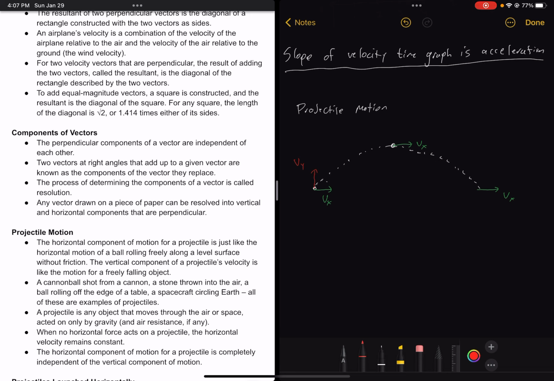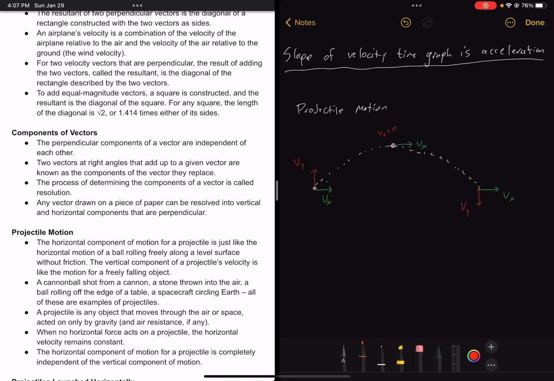So I throw an object up, the velocity in the x direction is not going to change because there's no acceleration in the x direction, but the velocity in the y direction will change, right? So here at the very top, Vy is 0, okay? And then at the bottom here, Vy is going to be going the other way, right? And that's basically what gravity affects, right?